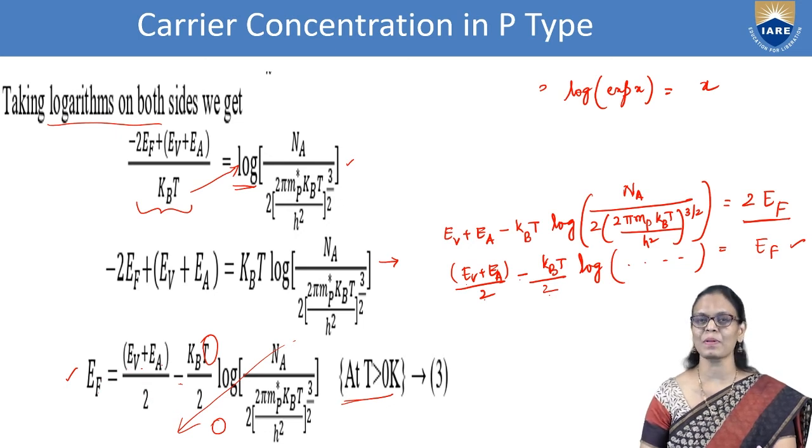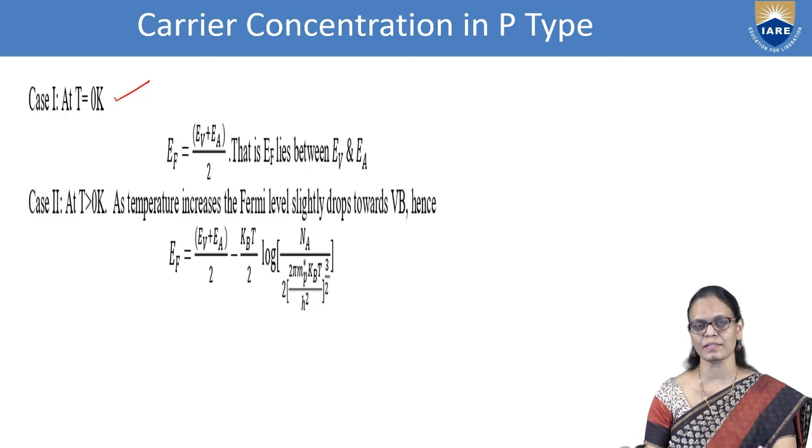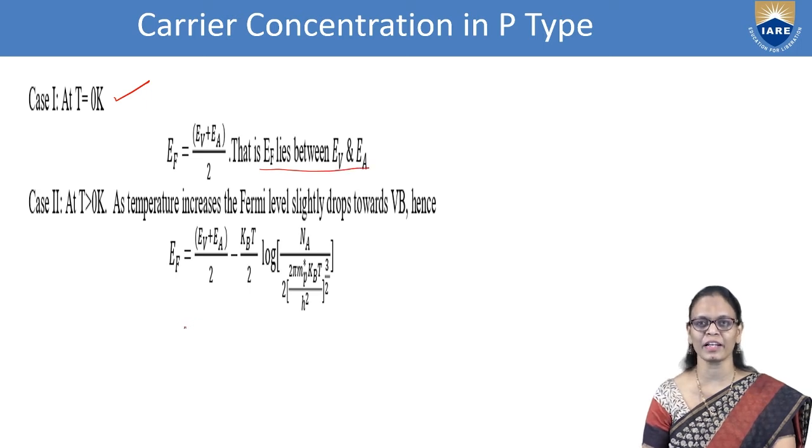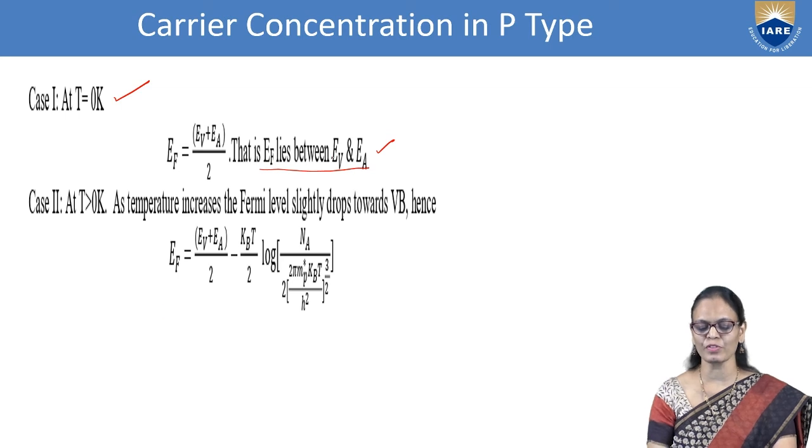So we are going to simplify the expression and write it as at T is equal to 0 Kelvin, EF is equal to EV plus EA by 2. What does this represent? This represents that EF lies between EV and EA. This is a very important conclusion. Why? Because I told you Fermi level decides the conductivity in elements.